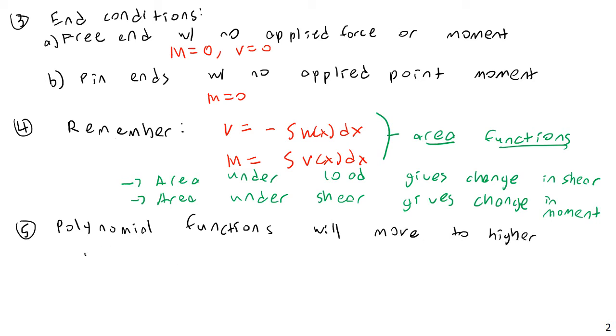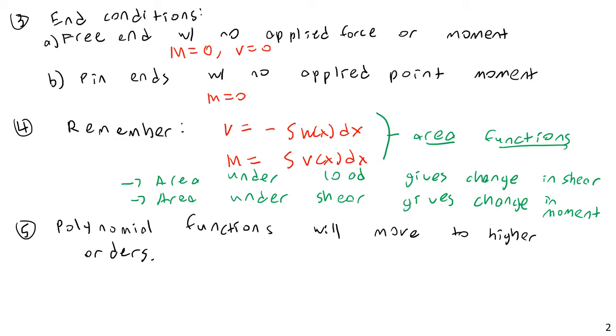In other words, if your load is a linear function, you take the integral of it, the shear moves to higher orders. So if your load is a linear function, then your shear will be a quadratic function, an order of 2. And then in turn, when you integrate that, you would get a cubic moment function. So we have all of this.